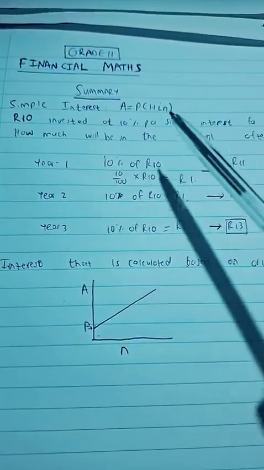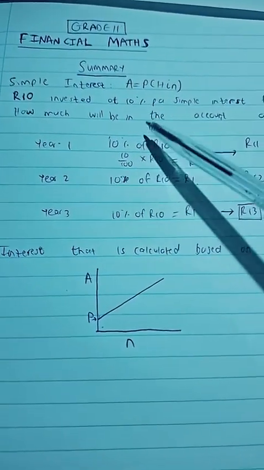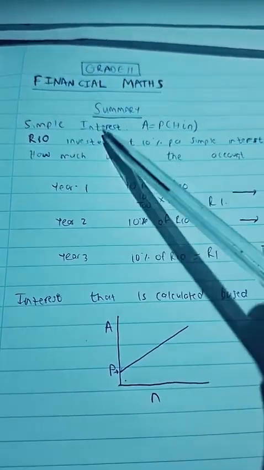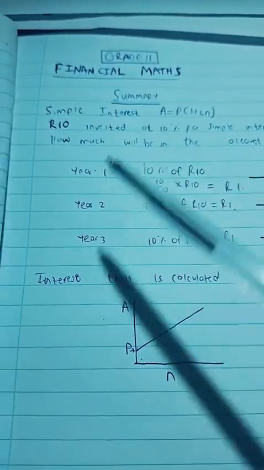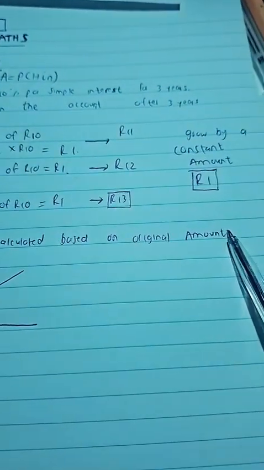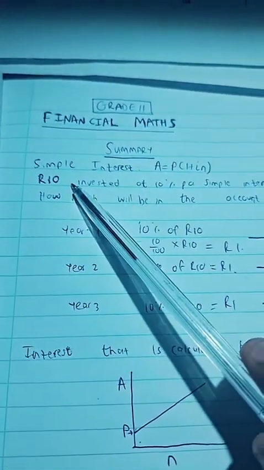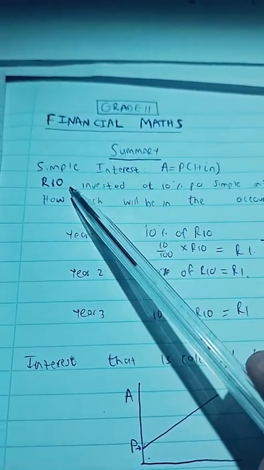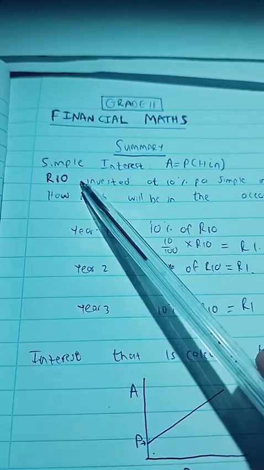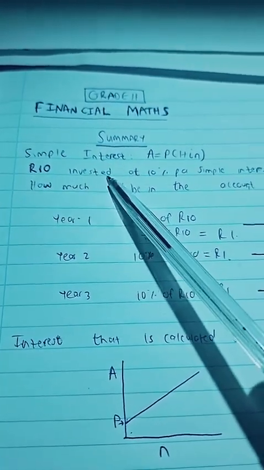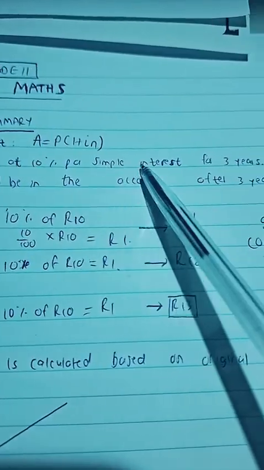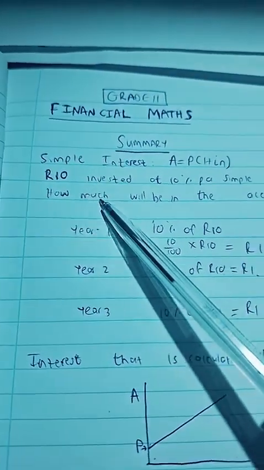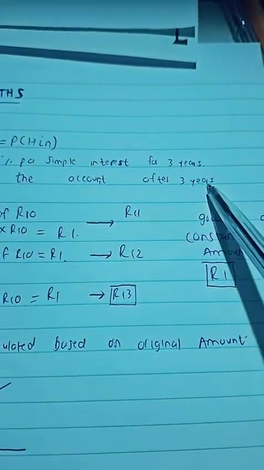All right, so back here to this whole concept of financial math. What I was saying is that simple interest has to do with interest that is calculated based on the original amount. If I was to talk about an amount of money that we are familiar with, like 10 Rand, if you were to invest 10 Rand at 10% per annum simple interest for a period of 3 years, for instance, then the question is how much will be in the account after the 3 years?